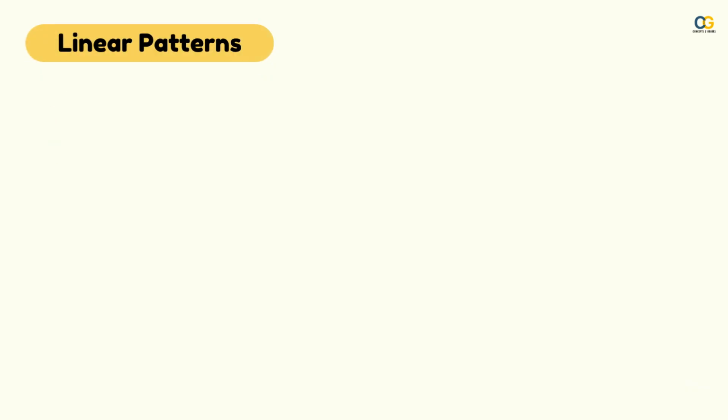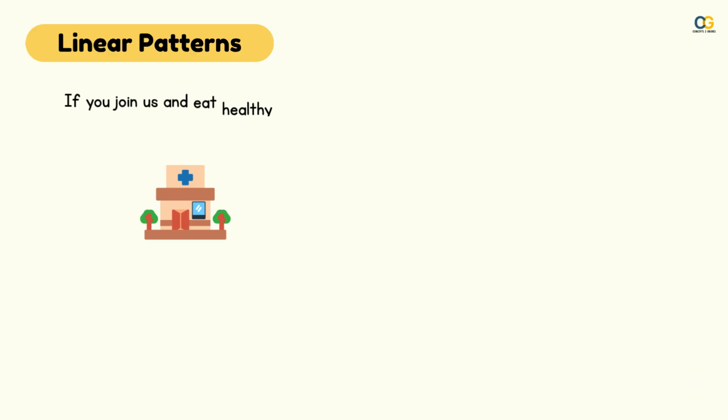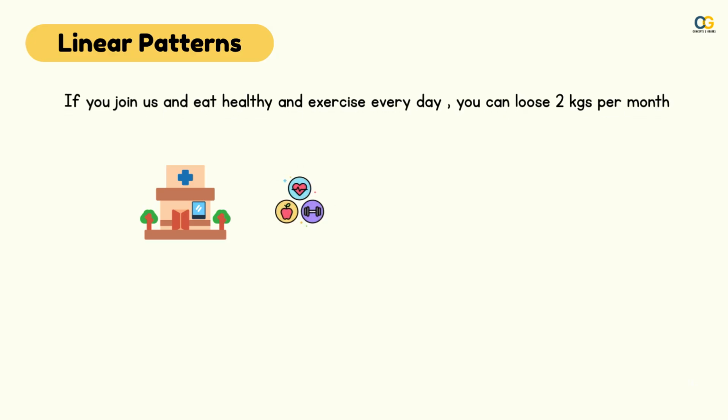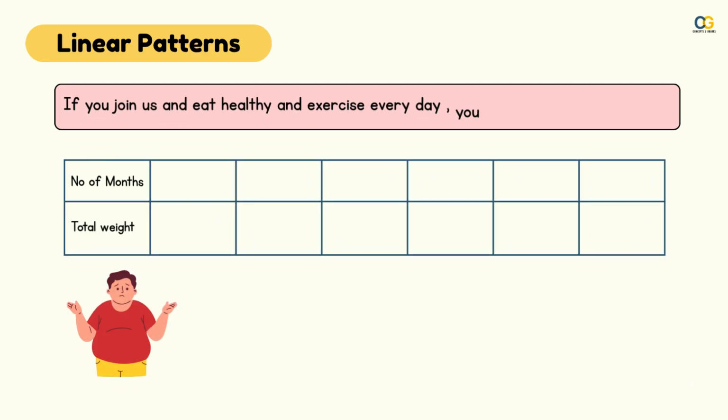Let us take another example here where there is a wellness center and they say if you join us and you eat healthy and exercise every day, you can lose up to 2 kgs per month. So the person with 120 kgs walks in and wonders how many months he has to work out to reach his ideal weight of 70 kgs. So let us put this in the form of a table. On 0th month, he'll be at 120 kgs. The first month, he will lose 2 kgs.